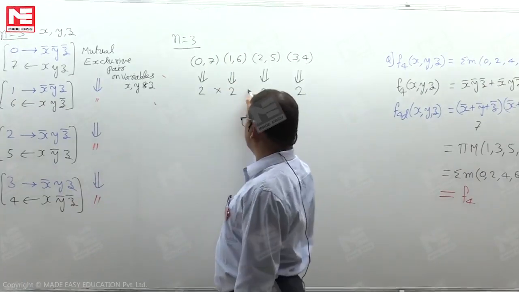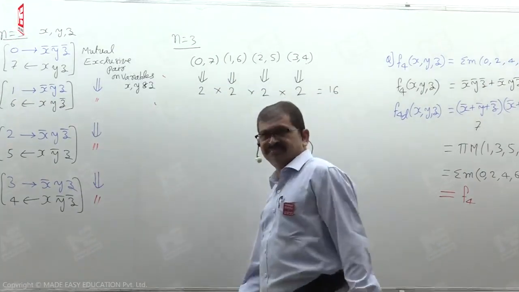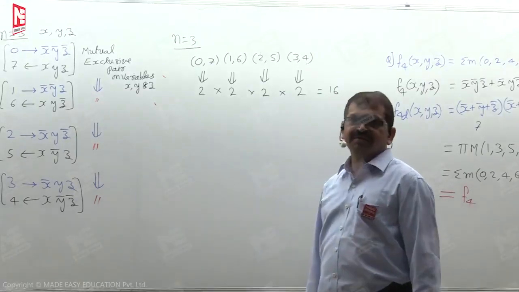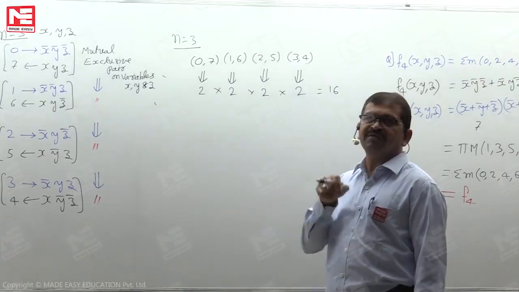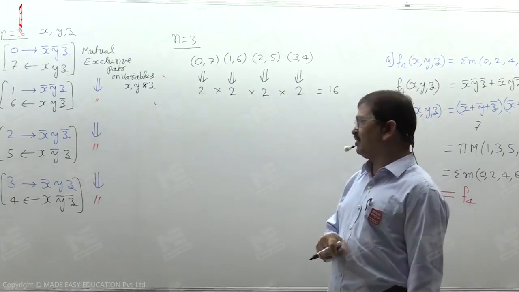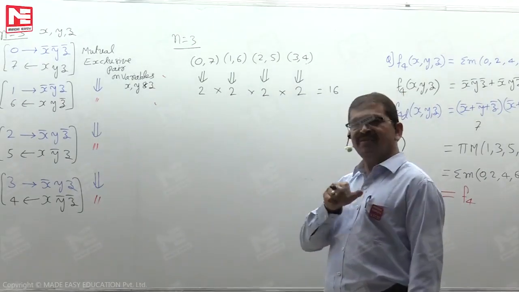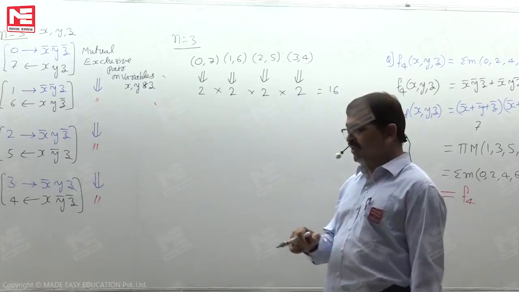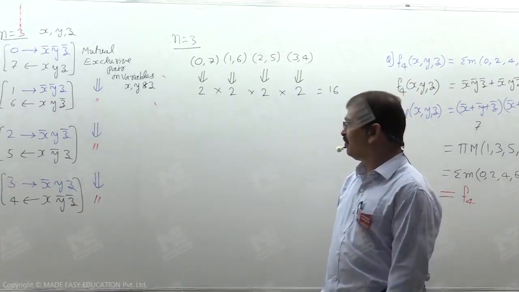It is 16. From each pair we need to take only one combination of the minterm, then only is there a possibility that the function is a self-real function. If you take any pair completely, then definitely that function is not a self-real function. That is the identification, that is the discussion we did till now.